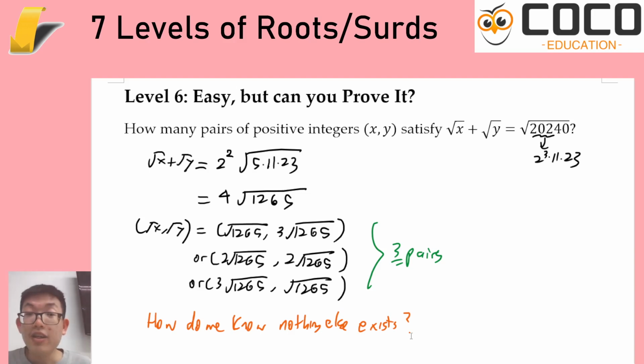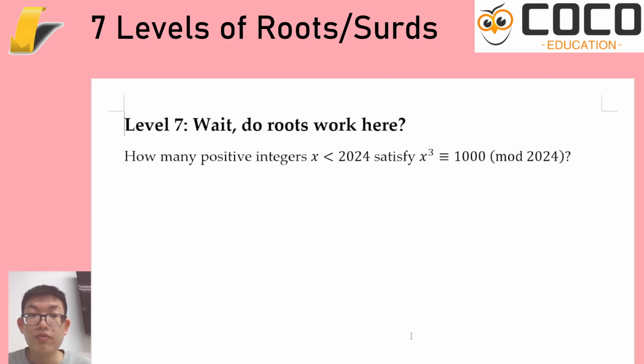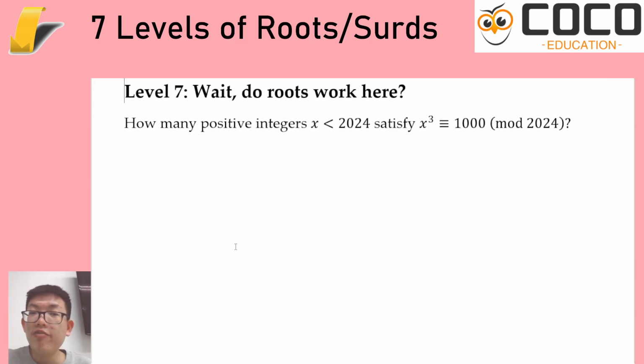Now, to end off, we're going to ask a very suggestive looking question. How many positive integers x less than 2024, meaning 1 to 2023, satisfy x cubed is congruent to 1000 modulo 2024? Now, obviously, we all can see the one value that will work, right? x is 10.